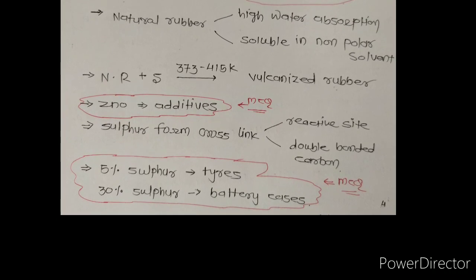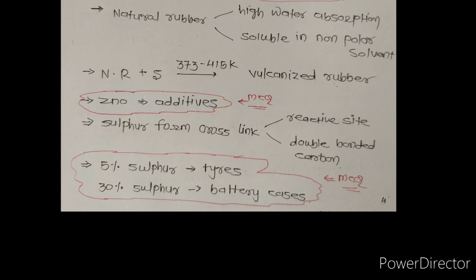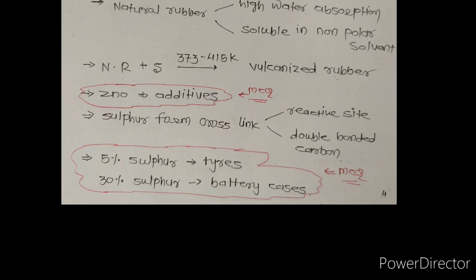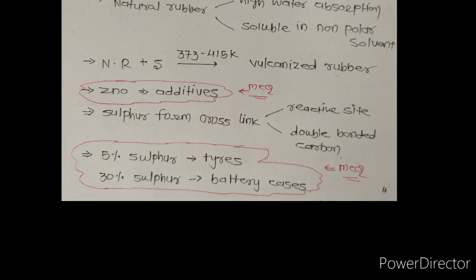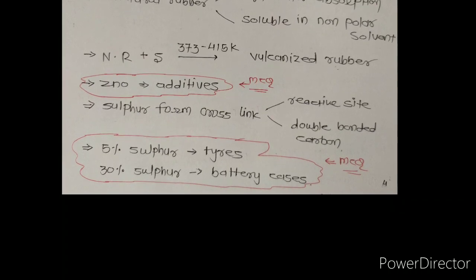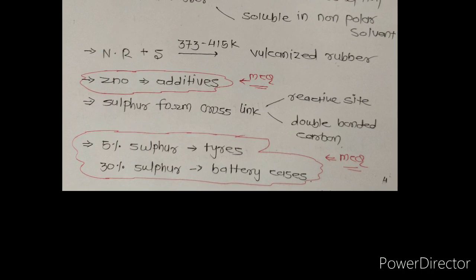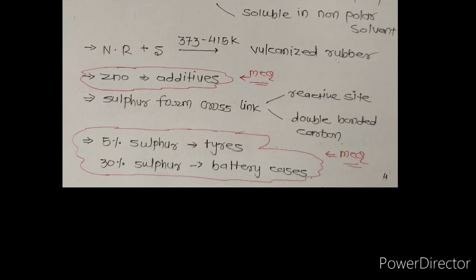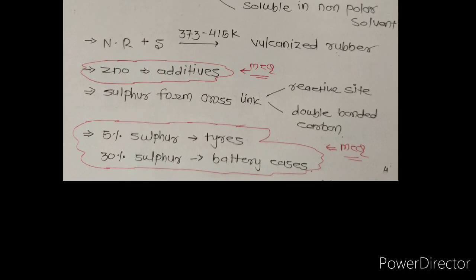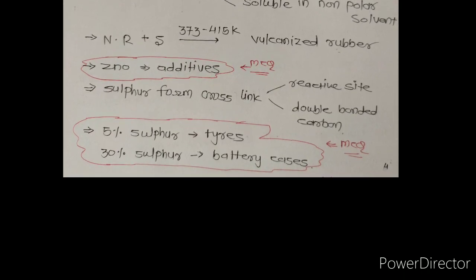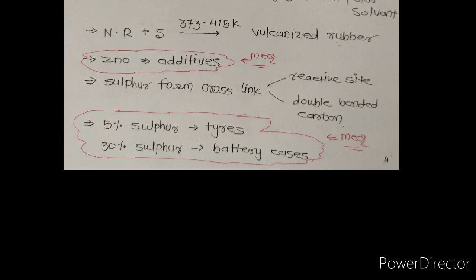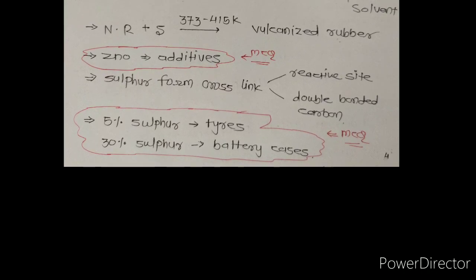Here sulfur forms cross-links with the monomer, that is 2-methyl 1,3-butadiene. Sulfur forms cross-links with double bonded carbon, meaning carbon 2 and carbon 3, and it also forms cross-links with the reactive site, meaning it forms a bond with the CH2 group. Here 5% sulfur is used in the preparation of tires, while 30% sulfur is used in battery cases. This point is also asked in board exam, so we have to remember this point for MCQ.